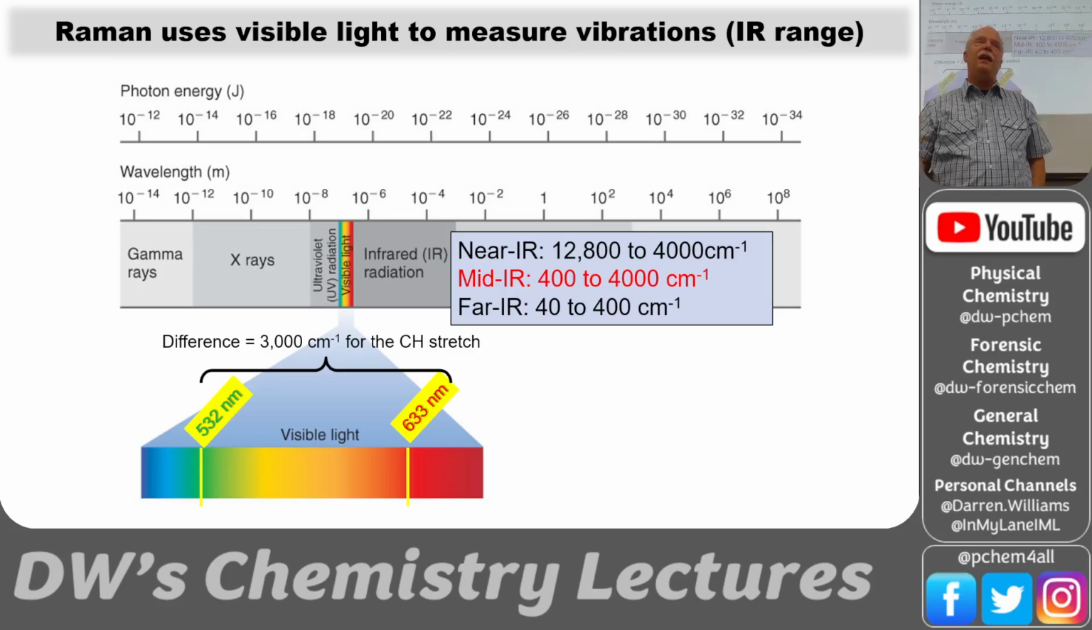Okay, it's called inelastic scattering. There's a whole lot of green light that comes out. That's called Rayleigh scattering, so it's elastic scattering. It hits the molecule and bounces off. But some of the light is redshifted by the Raman effect.